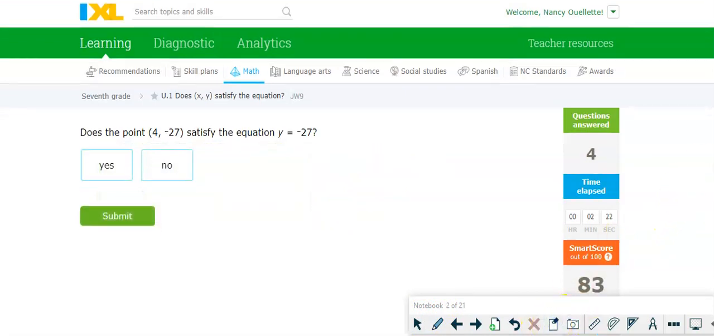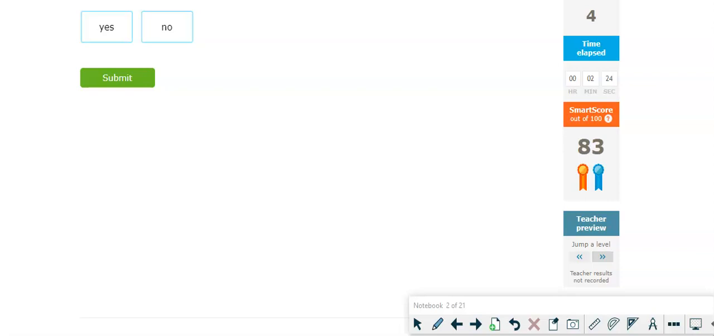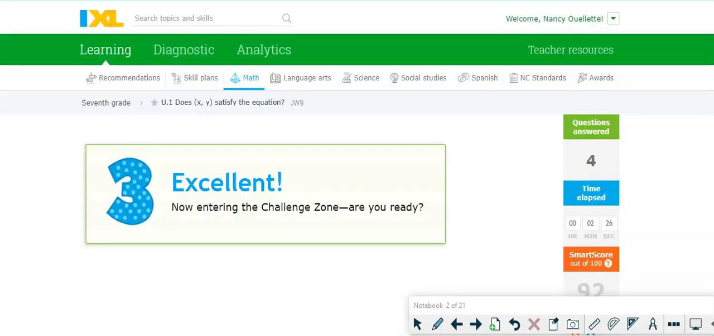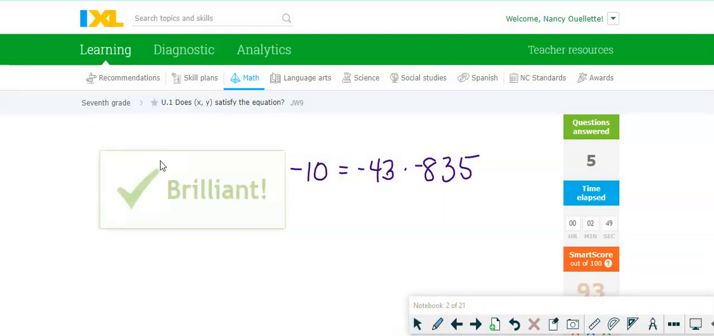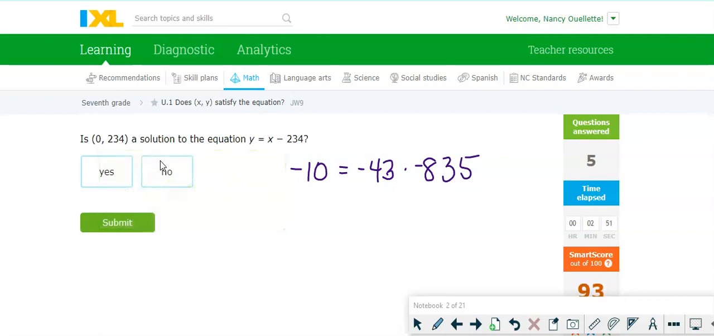I don't know if it'll let me jump again. Yeah, I think it will. Okay, let's see what the challenge zone brings us here. It's just bigger numbers. Okay, so we're going to plug in a negative 10 for Y. And then negative 43, 3 times negative, I don't even need to do the math here. I know this doesn't equal negative 10, so I know I have a no for this one. That one's pretty obvious. All right, so I think we'll stop there.